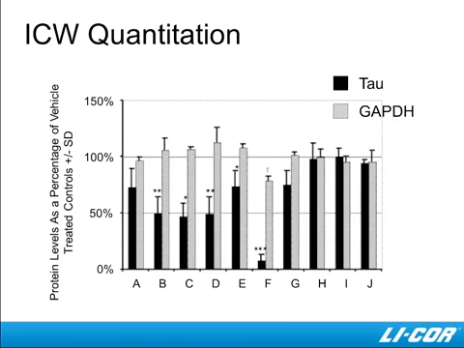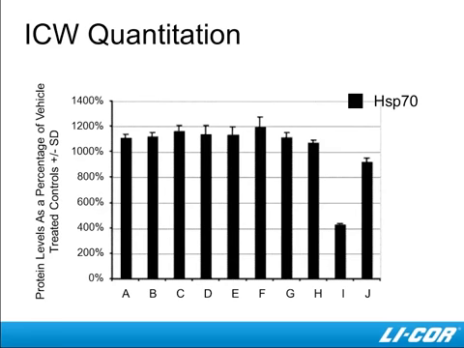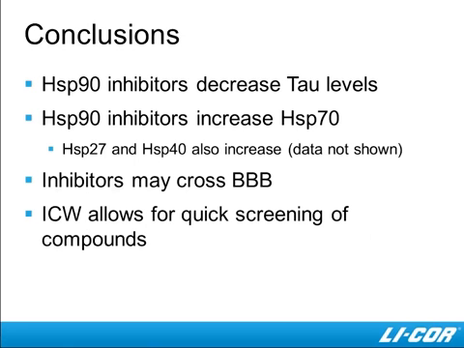So the main conclusion from this data was that they found that HSP90 inhibitors can decrease tau levels with varying effects. There's also a correlating increase in HSP70 expression. They also found, and I didn't show the data here, that there were increases in HSP27 and HSP40 expression with these inhibitors. Now the exciting thing here is that these inhibitors had a chance that they may be able to cross the blood-brain barrier. So there's a huge therapeutic potential with these drugs.